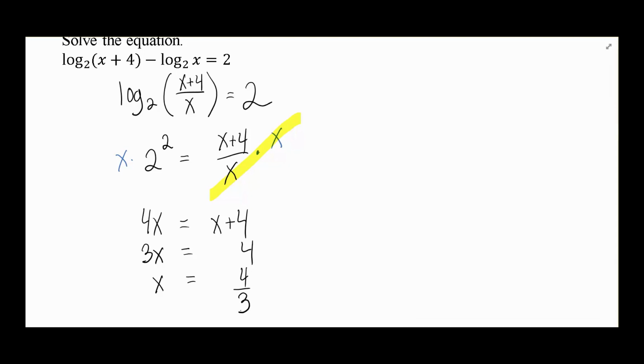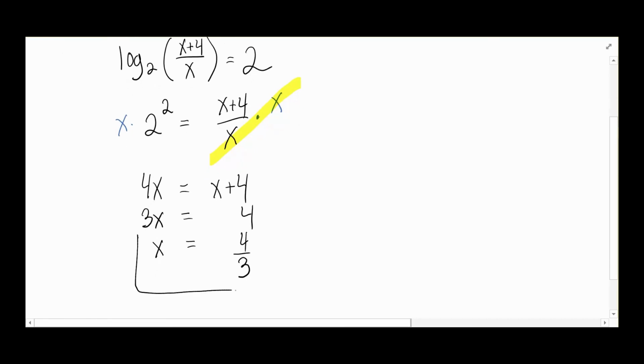4/3 would be perfectly fine in the first argument. The first argument of 4/3 plus 4 is positive. The second argument would just be 4/3, so that's positive. So this value is perfectly fine.